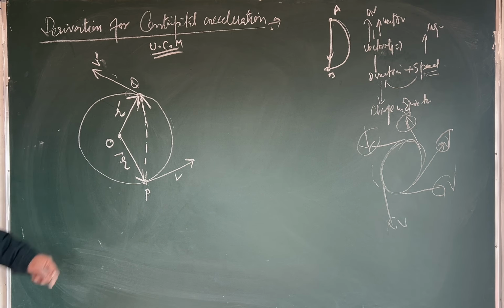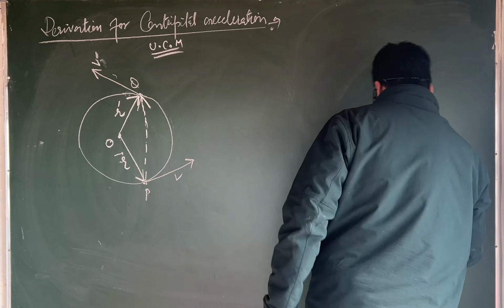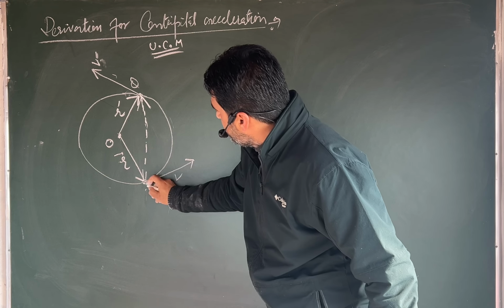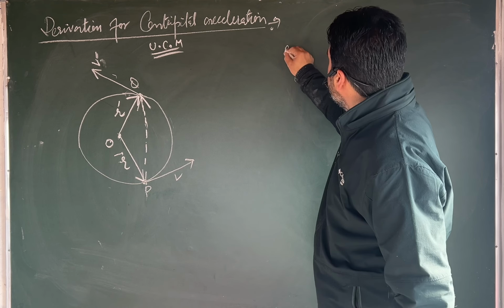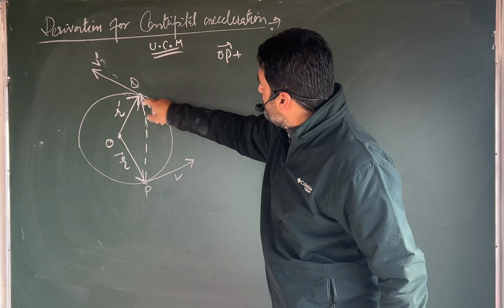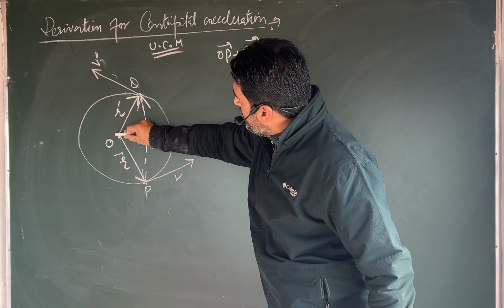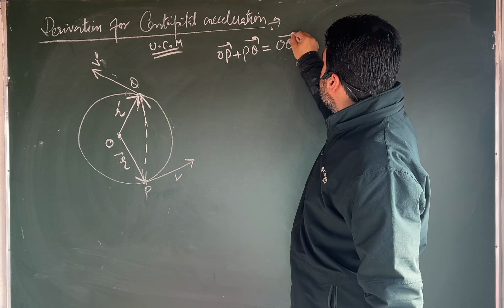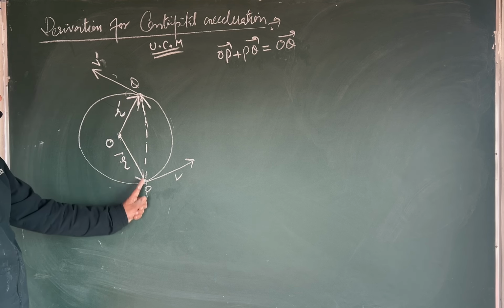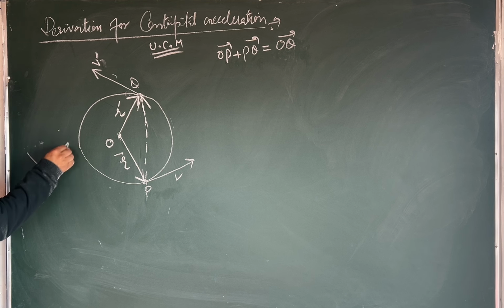Now using geometry, how can I write the displacement vector? Using the vector law, OP vector plus PQ vector is equal to OQ vector. You try a triangular law of vectors. This is one of the position vectors, this is another position vector, this is the change in displacement. So you can write this vector plus this vector gives the result in this.